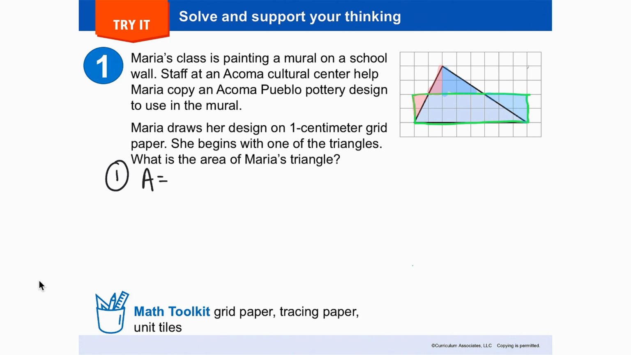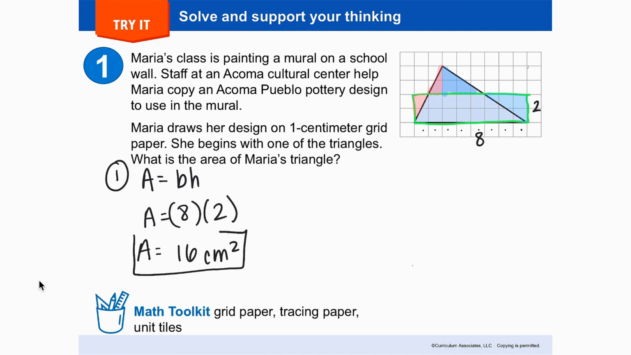So the formula for a rectangle is area equals base times height. Now my base is 1, 2, 3, 4, 5, 6, 7, 8. And my height here is 2. So we'll do area equals 8 times 2. When we multiply that out, we get 16 centimeters squared. Okay, so that's our first way of doing it, by decomposing, or taking apart, the triangle and making it into a friendlier shape.